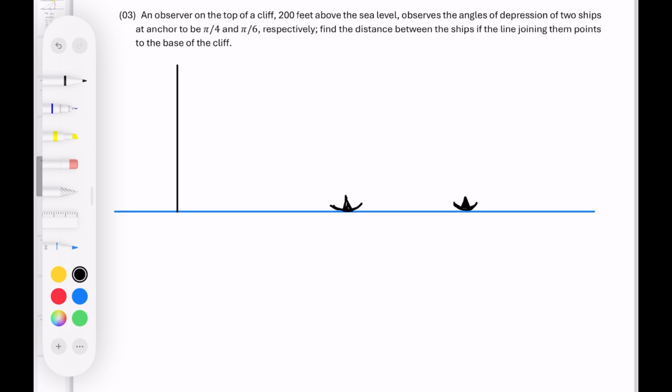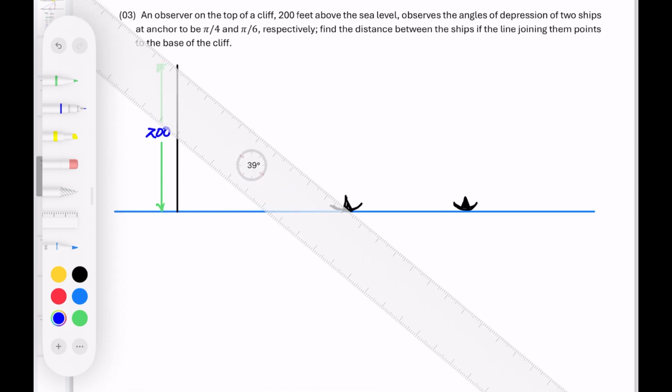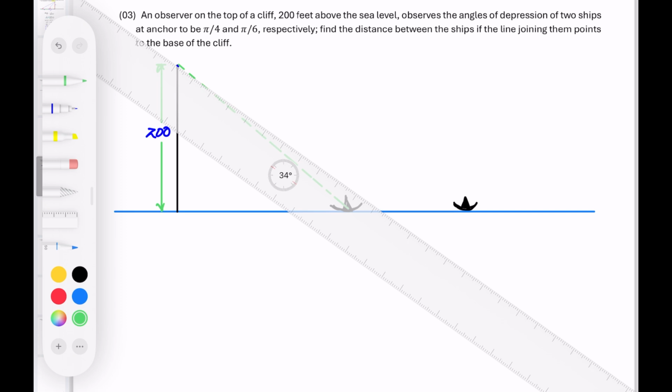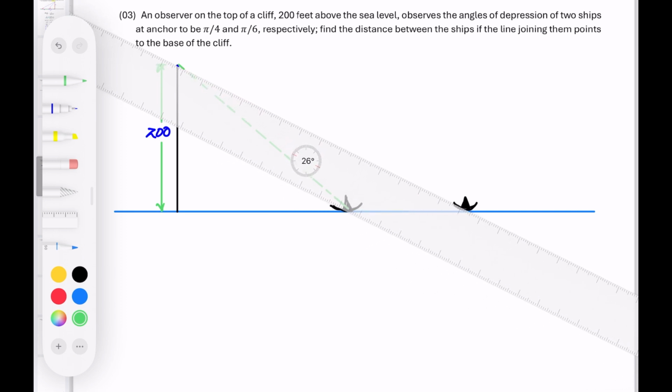Now we will start writing down the given information. How tall is the cliff? The cliff is 200 feet tall. So let's first show that. The height right here is equal to 200. And then we have the angles of depression of two ships to be pi/4 and pi/6 respectively. Let me show the first angle of depression. These are just rough sketches only. The angle of depression for the second ship, the far away ship, should be pi/6.